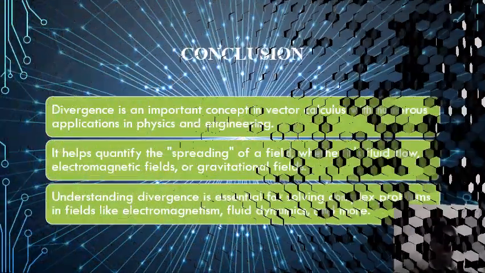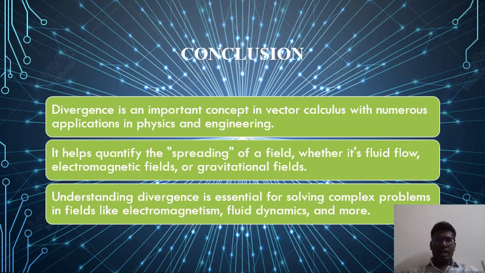Conclusion. Divergence is an important concept in vector calculus with numerous applications in physics and engineering. It helps quantify the spreading of a field, whether it's a fluid flow, electromagnetic fields, or gravitational fields. Understanding the divergence is essential for solving complex problems in fields like electromagnetism, fluid dynamics, and more.